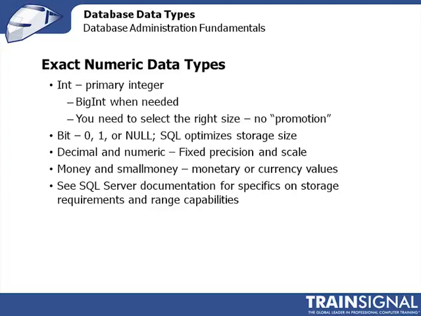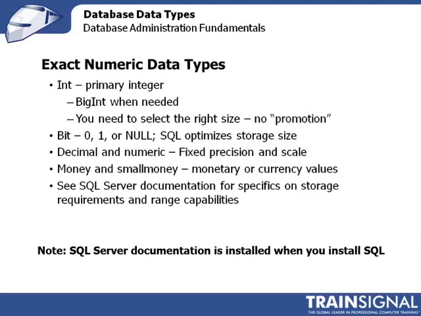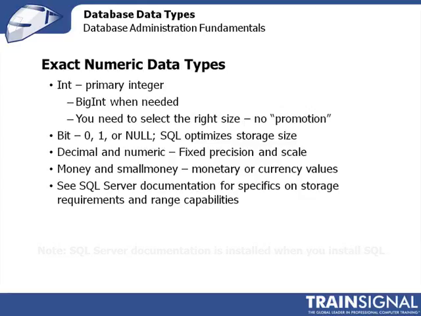Now, SQL Server optimizes that storage because it doesn't actually need an entire byte. By definition, it only needs a bit. The decimal and numeric types are fixed precision and scale, meaning they have a predetermined amount of storage that they need to take up, which is why they're called exact numeric data types. Money and smallmoney are similar. Monetary currency values have a fixed amount. You should refer to the SQL Server documentation for specifics on the storage requirements and, most importantly, the range capabilities of these data types. In other words, what range of numbers they can physically store.